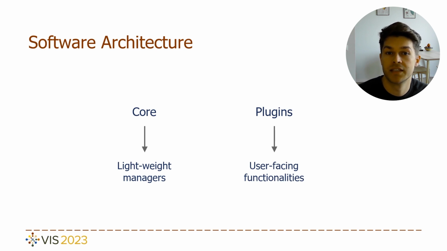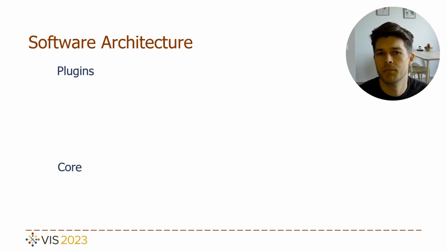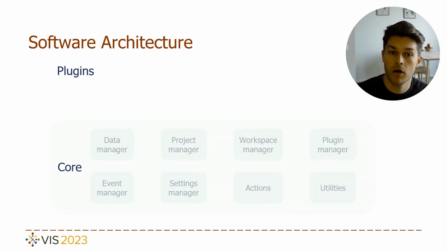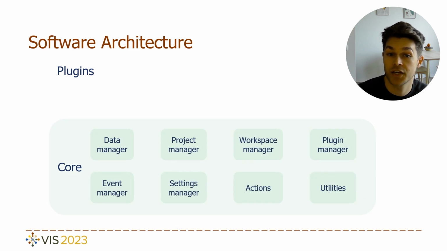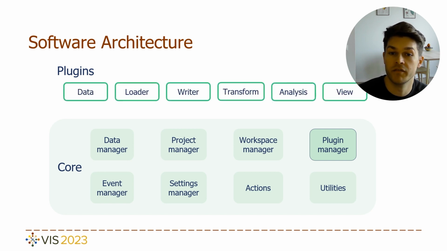For that, let's have a look at ManiVault's architecture in a bit more detail. The core consists of a set of managers, actions, and some utilities. The managers take care of, for example, the application layout, or plugins. We define 6 distinct plugin types that bundle various kinds of functionalities. Data plugins define, well, data types, like high-dimensional points or images.